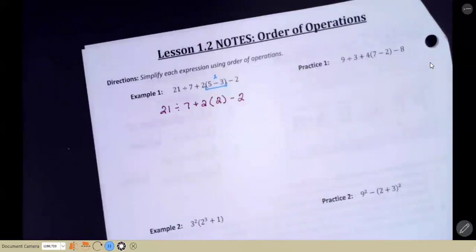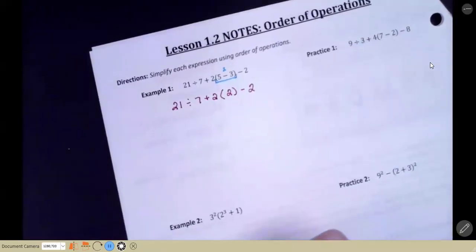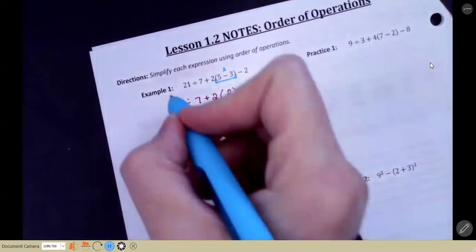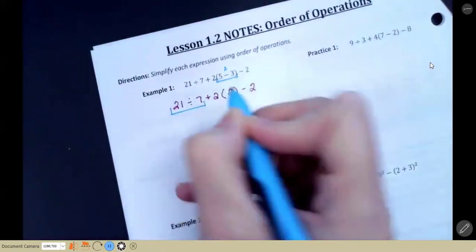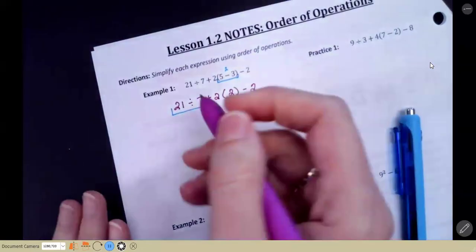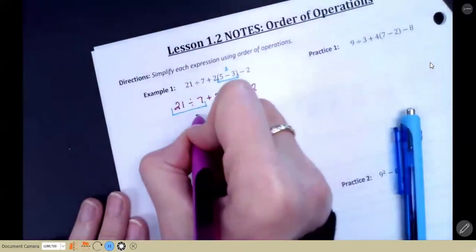All right, according to order of operations, our next step is, say that again. We did exponents, which we don't have, and multiply and divide is next. So you multiply and divide in order from left to right. So what comes first? The division comes first. So the 21 divided by 7 comes first. So we're going to do 21 divided by 7 is 3.